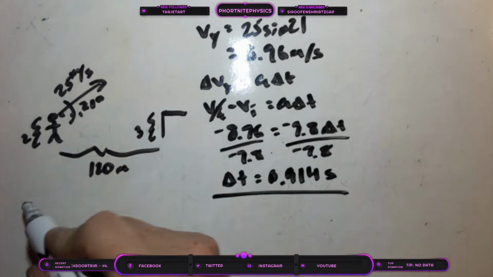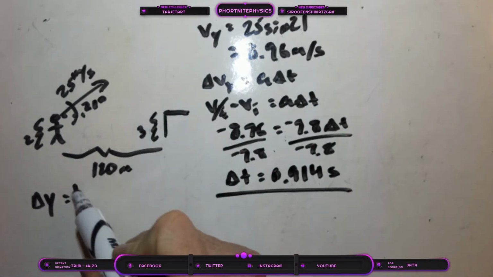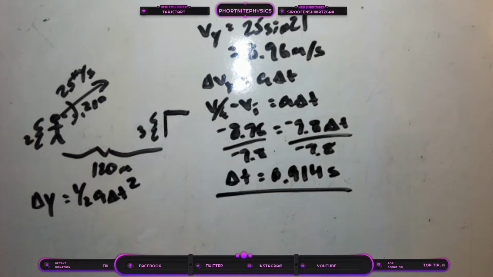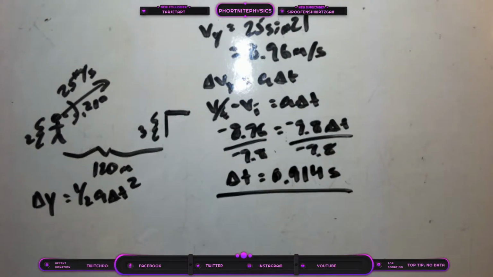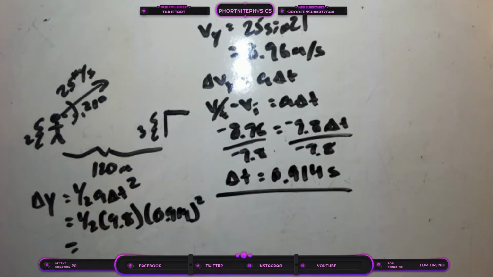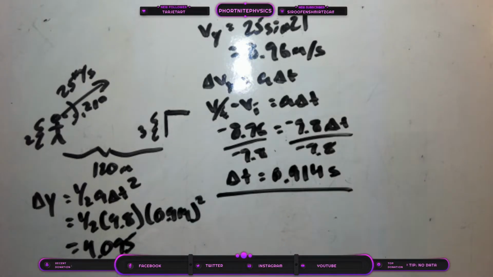And let's find out how far it goes up. Our delta y, which again, because we can figure it out either way, from up looking down or from down looking up, we can use this equation. Delta y equals 1/2 times 9.8 multiplied by 0.914 squared. So we find out that the ball actually goes upwards 4.095 meters from where it was hit.